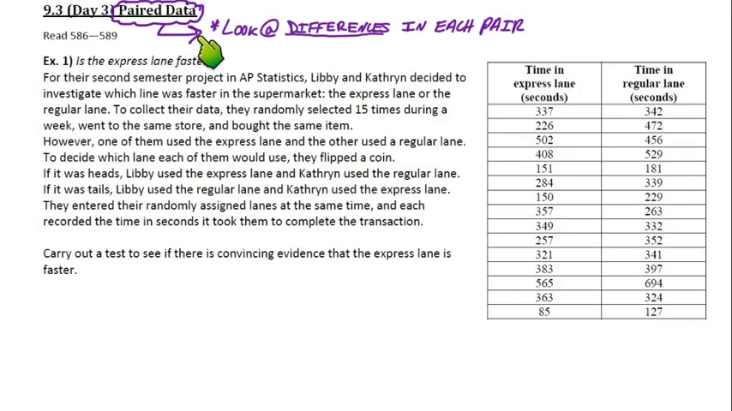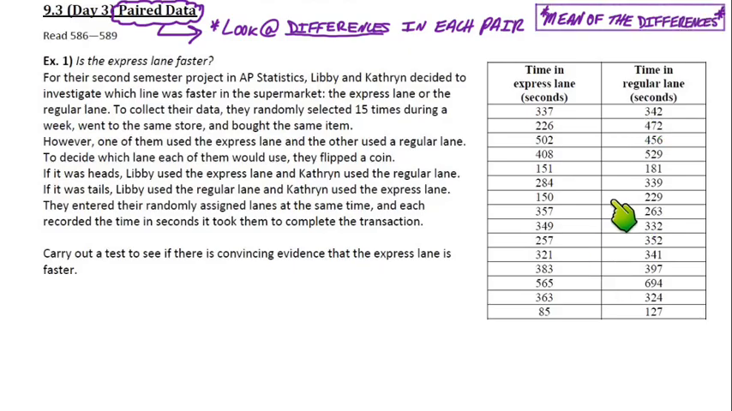So to say that something has paired data, we want to look at the differences in each pair. And if we do that, we can see, on average, which one was faster. So I want to find the difference between each visit to the store. What is the difference for each one of these? And then I want to find the mean of all of those differences. So we look at each pair, what was the difference, and then we're going to find the mean difference. And to do this, we're going to go left to right here. So we'll do express lane minus regular lane, and we'll get the difference for each one.